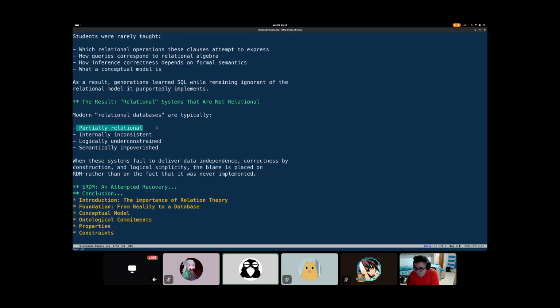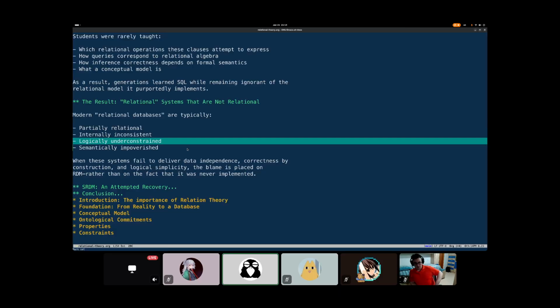So anyway, modern relational databases are only partially relational. Postgres is a good example: it is not fully relational, but partial. They are internally inconsistent, with different data models that go at odds with each other. They're logically under-constrained, so you have problems enforcing constraints that should be trivial in a multi-group, namely mutual exclusion. How do you enforce mutual exclusion with two tables in SQL? You need a trigger or some other juggling to make that happen, and that should be a very trivial constraint on a multi-group. And they are semantically impoverished.